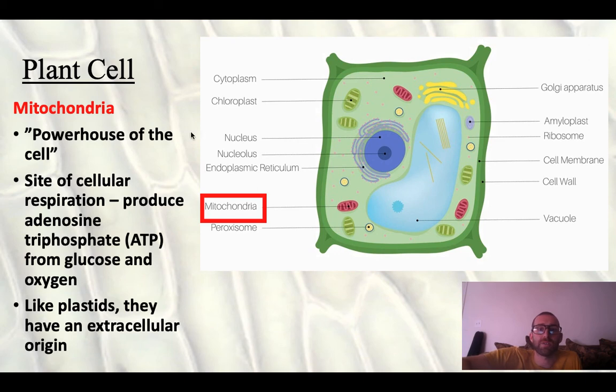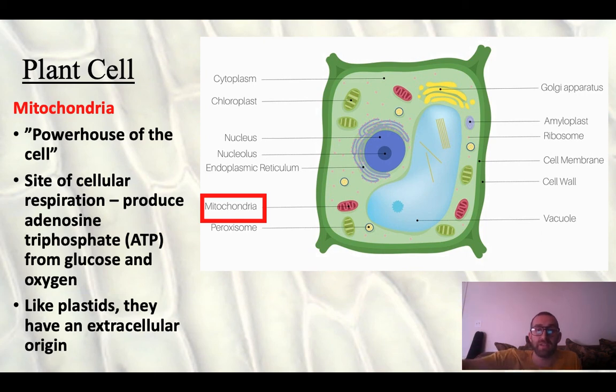Now, I mentioned the mitochondria. The mitochondria is another organelle where we think it has that extracellular origin. So it was eaten by a primitive cell a long time ago and just incorporated into its body. And our mitochondria is the powerhouse of the cell. It is the site of cellular respiration. That is where we take our sugar and we break it down to create ATP, which is going to provide energy to our cells.